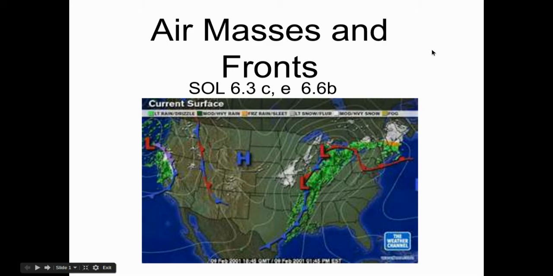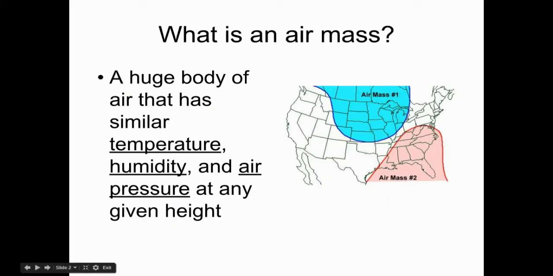My goal for the end of your class today is that you should be able to look at a weather map like this and understand what the different fronts are, which way they're moving, and what the high and low pressure systems mean. So let's get started. Air masses are huge bodies of air that have similar temperature, humidity, and air pressure at any given height. If you have a certain type of weather taking place outside, that's because there's a specific air mass that's influencing your weather.